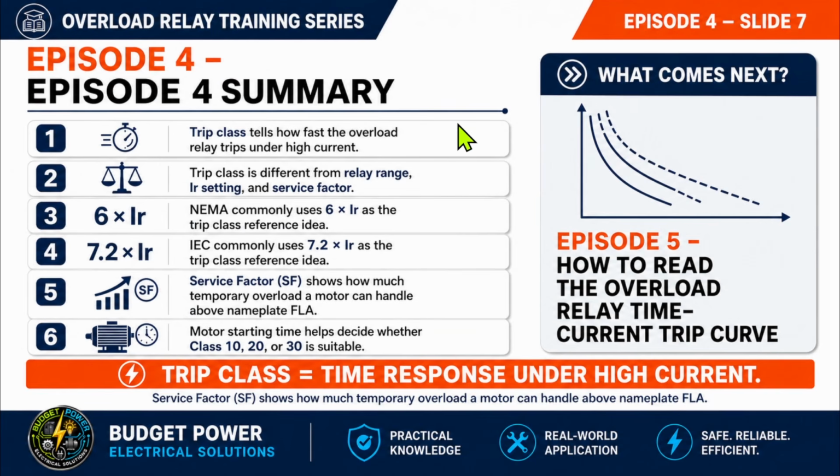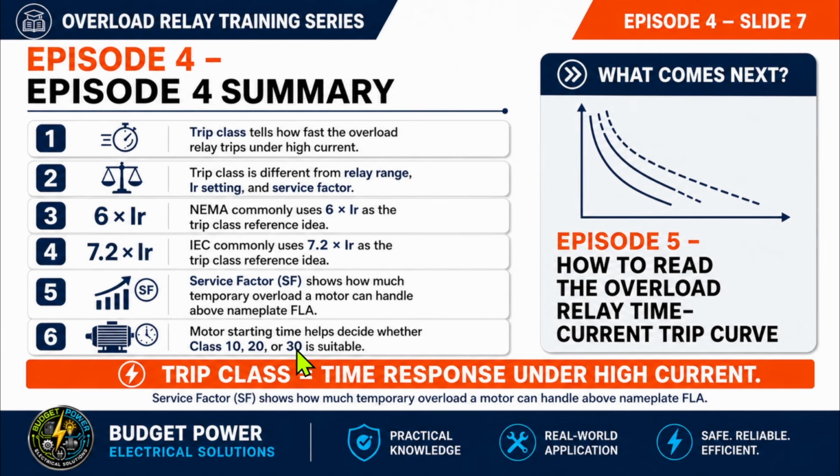Alright, let's bring everything together. Today we learned that trip class and overload current setting are two different things. Trip class is related to the response characteristic of the overload relay. Class 10 is faster than Class 20, and Class 20 is faster than Class 30 under their specified conditions. But choosing the correct class also means understanding the motor's normal starting time and the mechanical load.